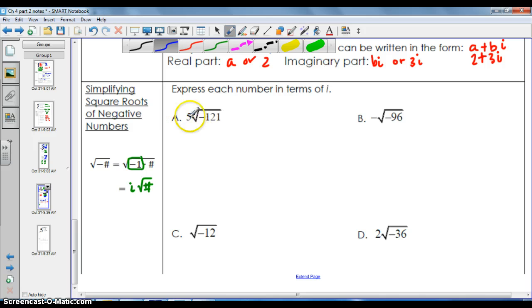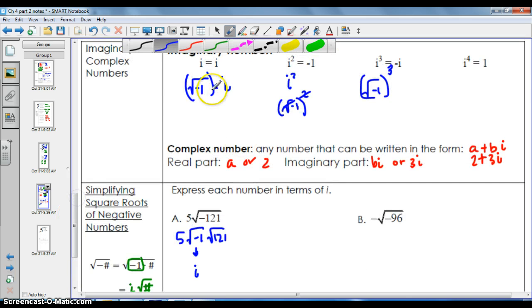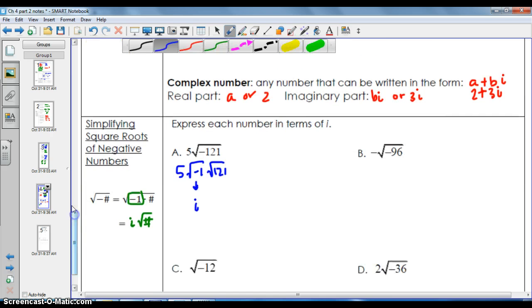So let's go ahead and just split this up so that we can kind of see its parts. So I'm going to keep that as -1 and I'm going to keep that as 121. Kind of separate the negative from the number. So this part becomes I, because the square root of -1, we already talked about that up here, square root of -1 is I. The 5 stays out front.